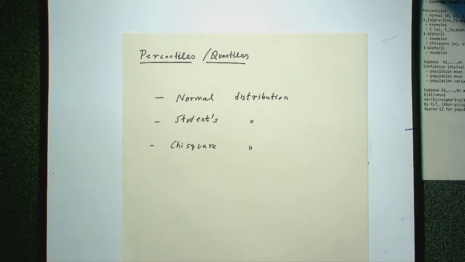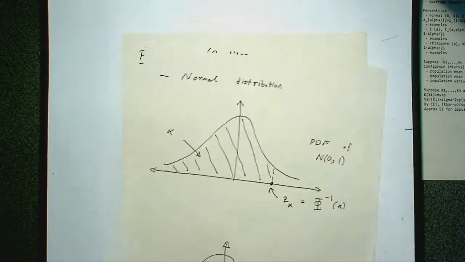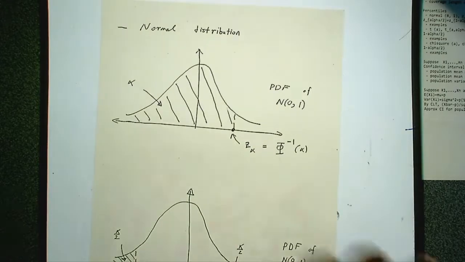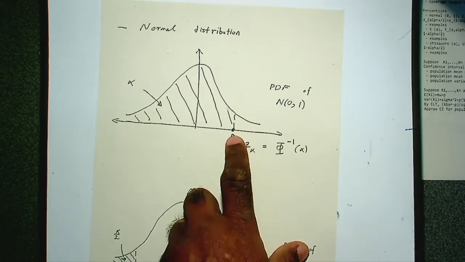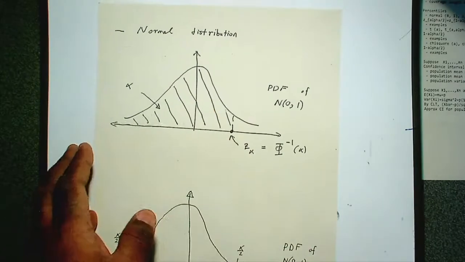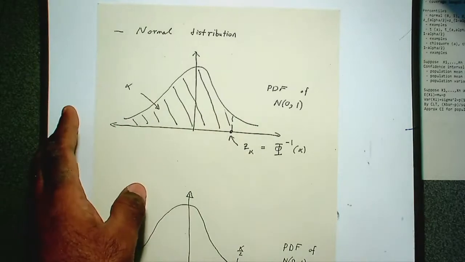So starting with the normal distribution, all of you know that it's symmetric, it's bell-shaped. So this point here, z alpha, is the point such that to the left of it, you have an area of alpha.